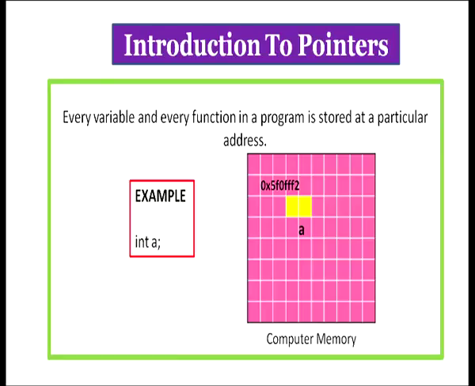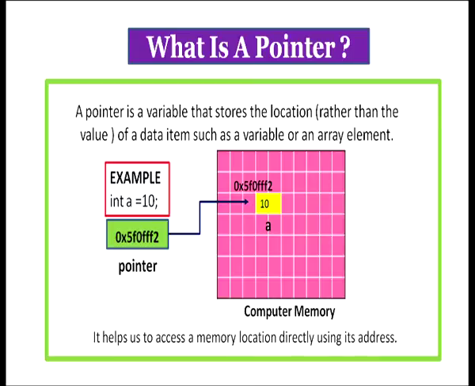Every variable in every function in a program is stored at a particular address. A pointer is used to refer to a variable indirectly, that is by its address and not by its name. So, what is a pointer? A pointer is a variable that stores the location rather than the value of a data item, which can be a variable or an array element.